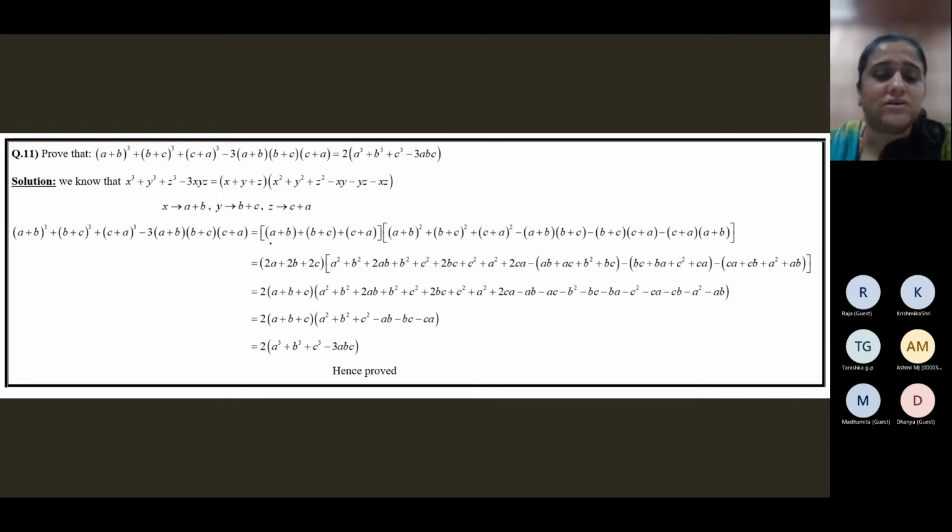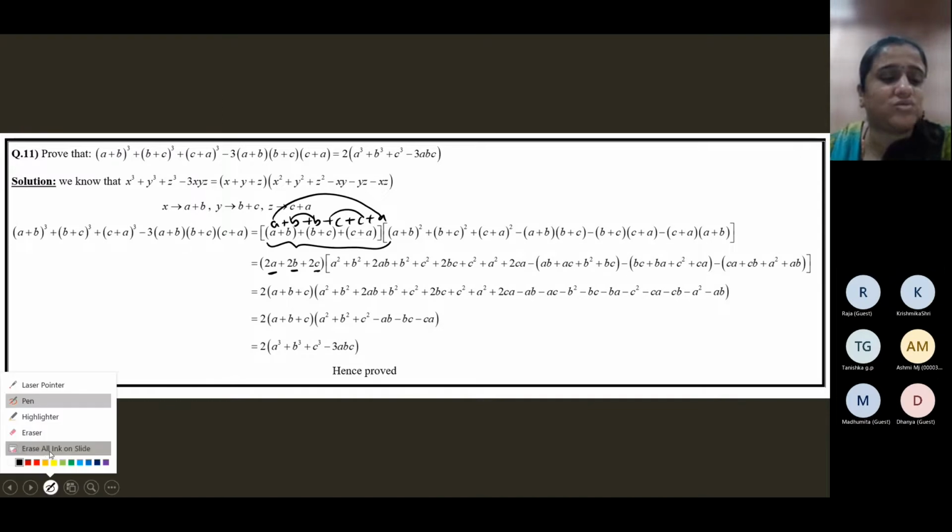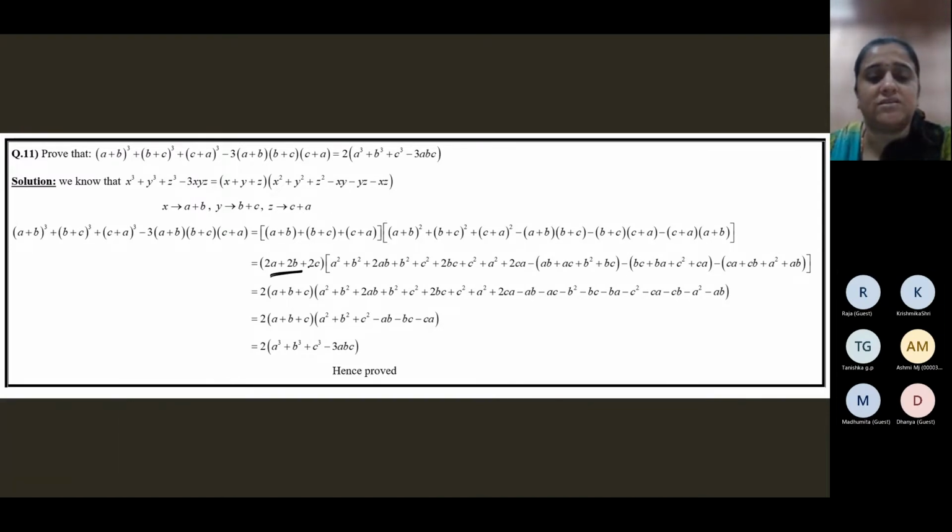So open the bracket here. When you open the bracket, you will get a plus b plus b plus c plus c plus a. So that is 2a plus 2b plus 2c, which I've written straight away. When you open the bracket here, you will get a plus b plus c plus c plus a, so that means it's 2a plus 2b plus 2c. So I've written that directly here.